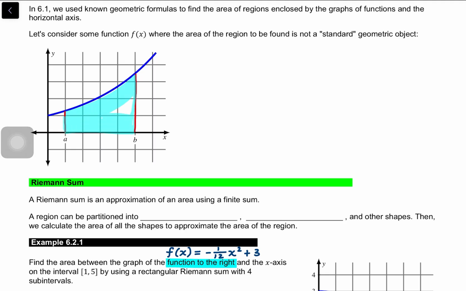So your first instinct might be, well, is there a way to find this area using formulas I do know? The easiest one I know is for rectangles, and perhaps you can draw a rectangle like this that fits underneath, and you can find the area of these two green rectangles I just drew, and that would be one approximation of the region.